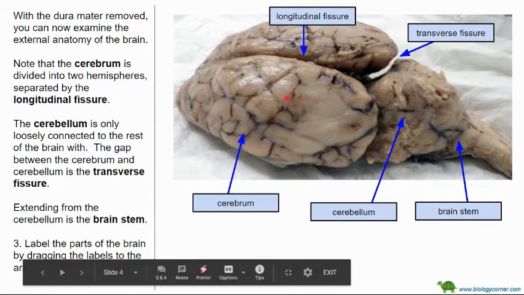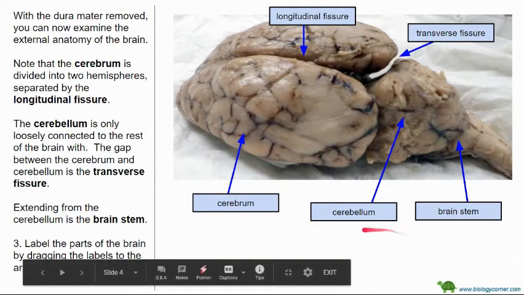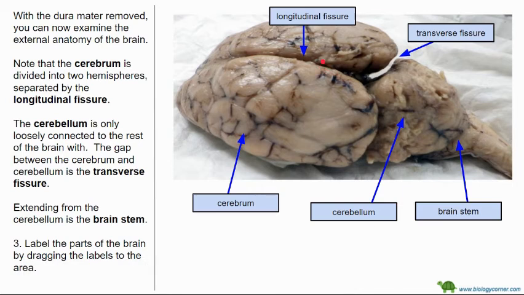So now we can see the external structures of the brain. The most anterior part is the cerebrum, and that's the largest part you see here. It's divided into a right and left hemisphere, and this is separated by a longitudinal fissure. So you're going to move the various labels that you'll find at the bottom to match where the arrows are pointing, right? So this one is the longitudinal fissure.